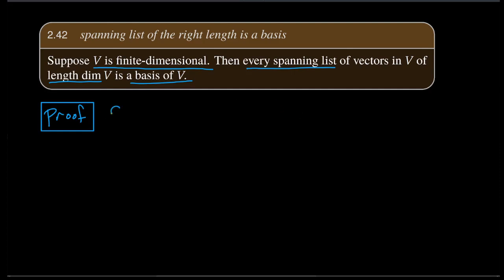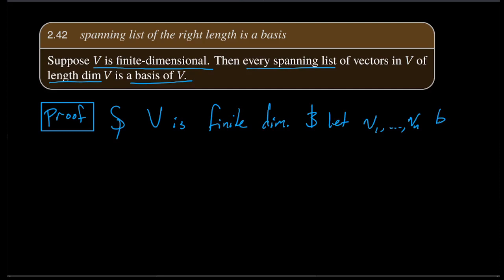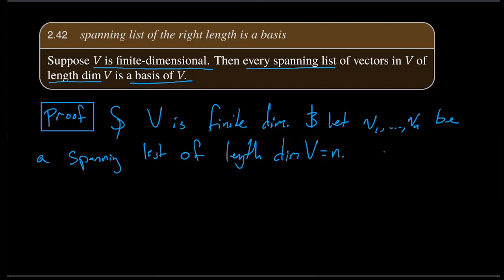So let's start it off. Suppose V is finite dimensional, and let v1 through vn be a spanning list of length dim V, which we're going to let n equal. That is, what we're trying to say is v1 through vn spans V and has as many elements in that list as a basis.